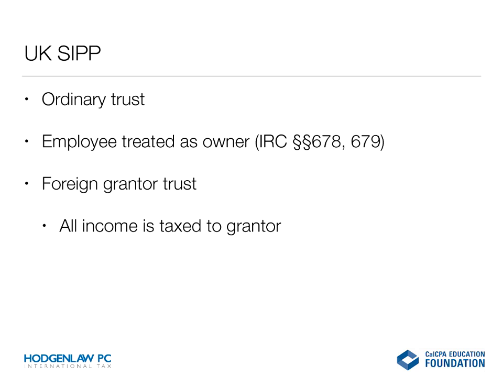So the UK SIP is a foreign grantor trust, and the income is taxed to the grantor, or the owner rather, in this case the employee. There's a treaty benefit for this, which I'll discuss when we discuss reporting growth in the pension, but at least strictly under U.S. internal law, we have a foreign grantor trust.